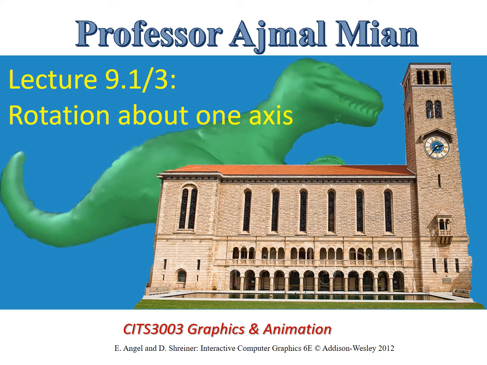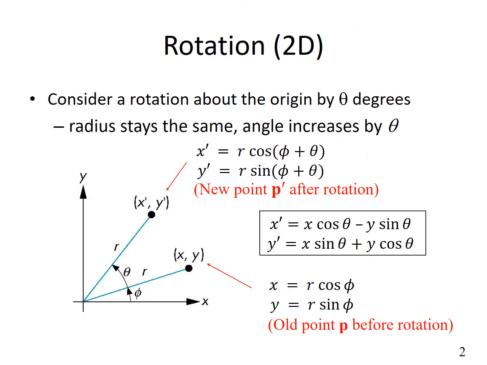In this lecture, we will look at rotations about one of the coordinate bases, which is the simplest of the rotations. To start with, let's look at two-dimensional rotation, where we want to rotate this point to this new location x dash, y dash. The original location is given by r cos phi and r sin phi, where phi is the angle from the x-axis.